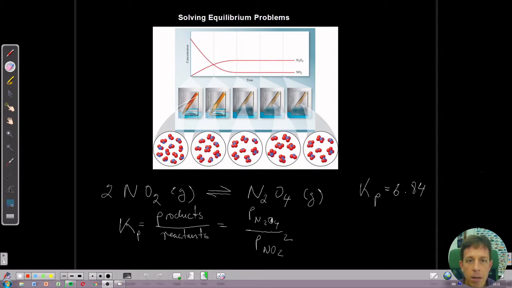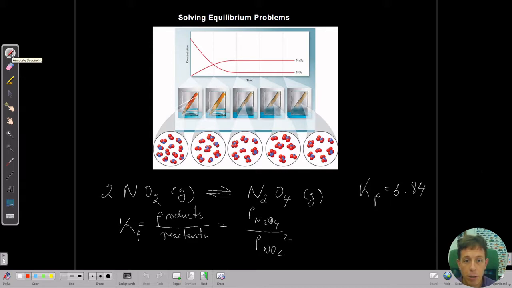Hello. Let's talk about solving equilibrium problems when we know the starting concentrations of reactants or products, and we can use that to determine the concentrations or the relative amounts of each once the equilibrium in a reaction is reached. So here we have the dimerization of NO2 to form nitrogen tetroxide. And so NO2, nitrogen dioxide, is a brown gas, and over time it forms an equilibrium with N2O4.